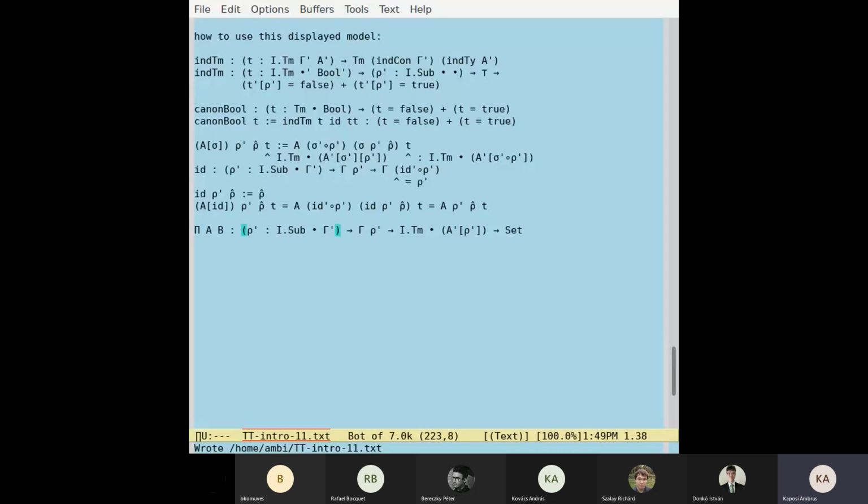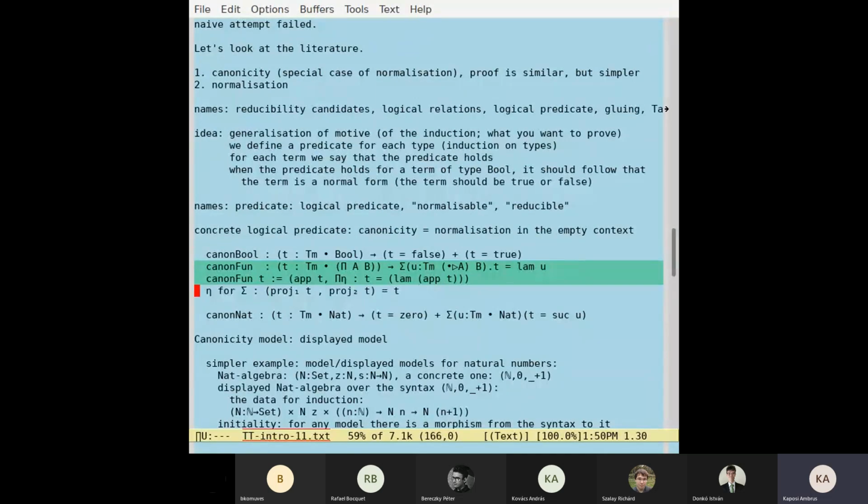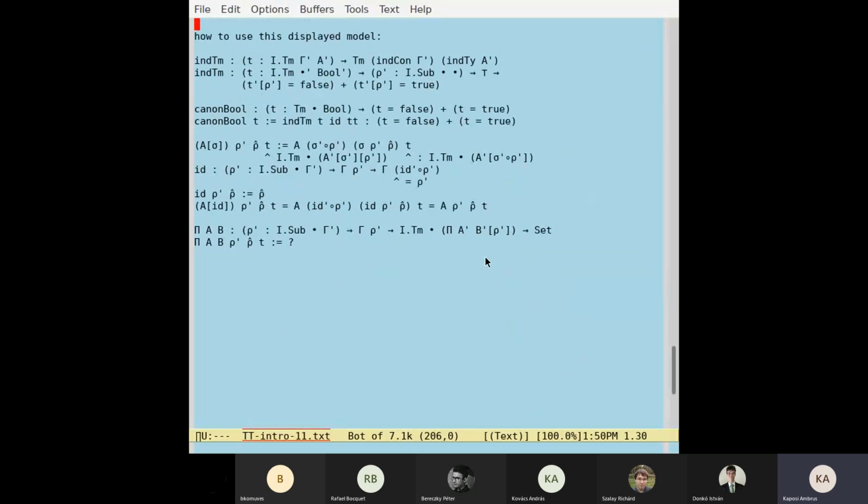It should be a predicate over terms of the function type, right? So pi AB rho hat and some term is what? For function types, we discussed that we don't really care what the predicate is as long as the induction goes through. Canonicity for function types didn't say anything. We already have canonicity for functions. For bool, we had to do some work, and it was fixed what the predicate should say, but for function space, it could say anything.